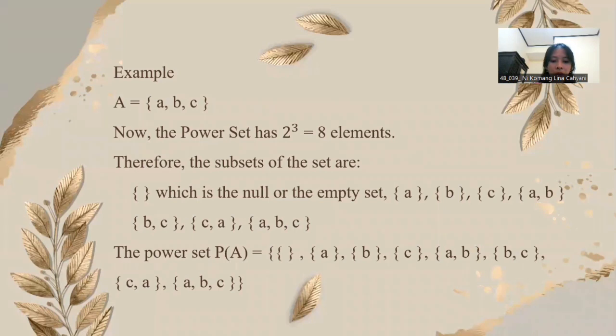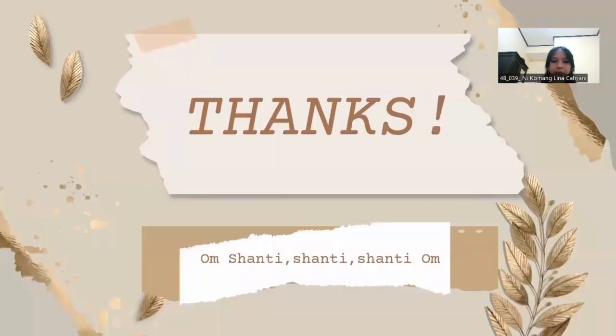So, these are all the possible subsets of set A, and the set of all these elements will be called the power set of set A. It is represented as P of A, like this. That means power set of A. So, power set of A are the null set, A, B, C, AB, BC, CA, and ABC.